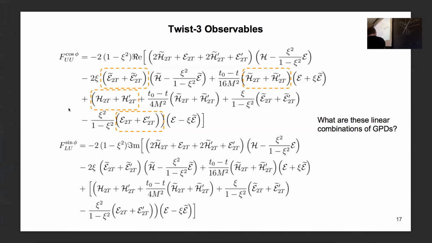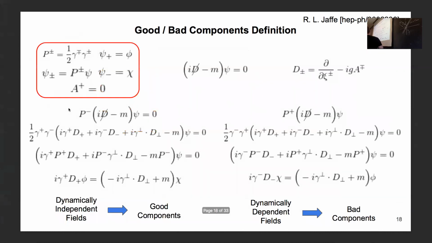But what are these linear combinations of GPDs? Well, in order to think about that, you would need to describe good and bad components. So you can take your projection operators and project out a good component of your field and your bad component. And so your good component is basically defined in terms of your bad components. Your bad component is in terms of your perpendicular gluon fields, and your good component is dependent on your independent variables here.